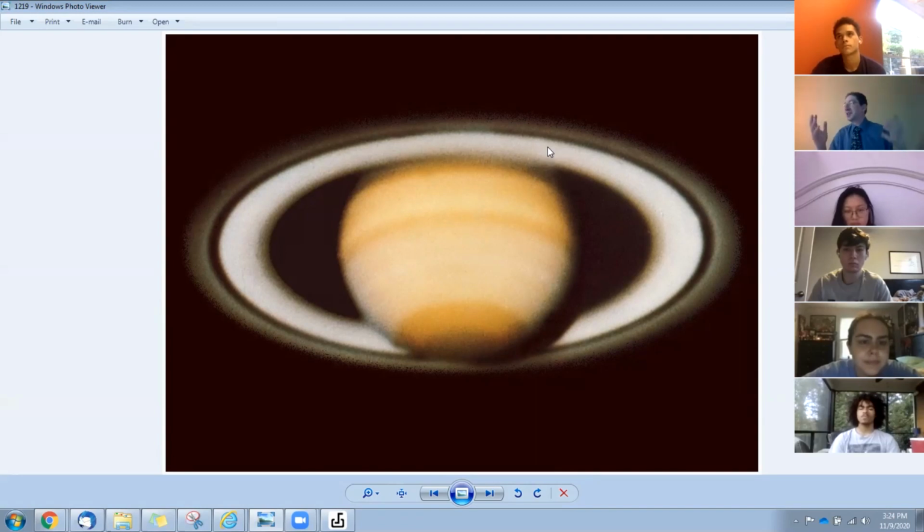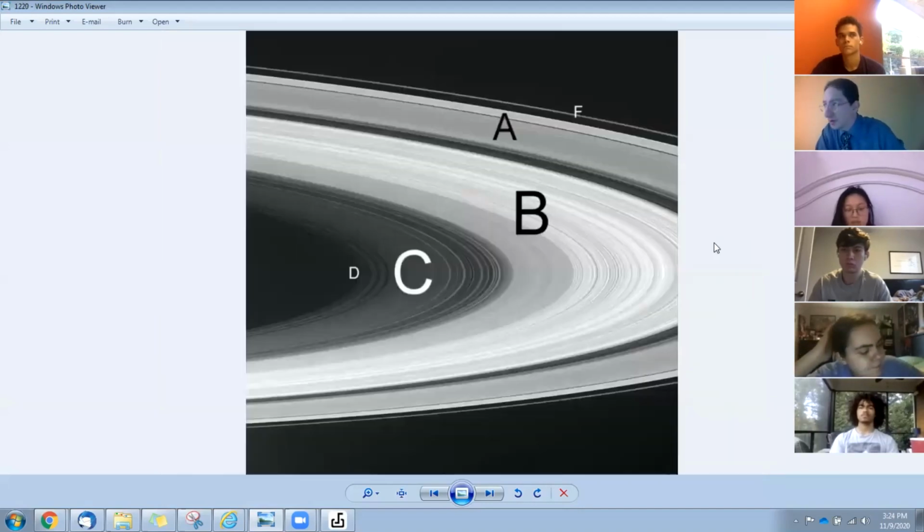Okay, great. So picture from the ground, we can see 2 rings. It's called the A ring and the B ring, and the division between it's called the Cassini Division, discovered by Cassini in the late 1600s. But here's a picture from Voyager. Once you get up close, you can see the rings have a lot more to them.